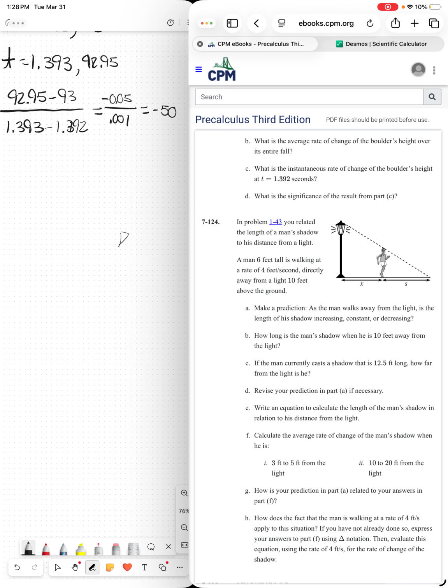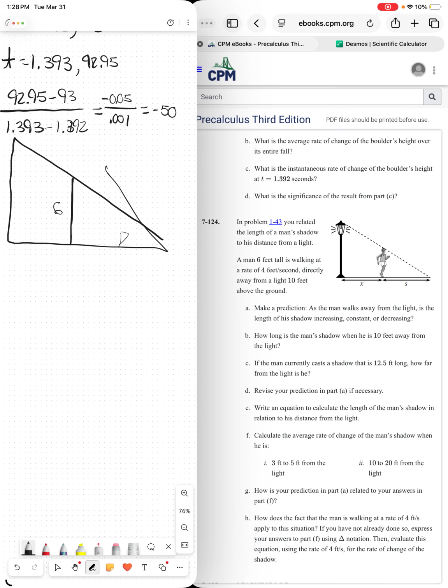We got a man 6 foot tall walking at a rate. All right, so hold on. We have this diagram. We got a man that's 6 feet tall, and a light that's 10 feet tall. He's walking away from the light at 4 feet per second. We have an X distance, and an S distance, meaning his shadow. Make a prediction: as he walks away from the light, what is going to happen to his shadow? That's just you predicting.